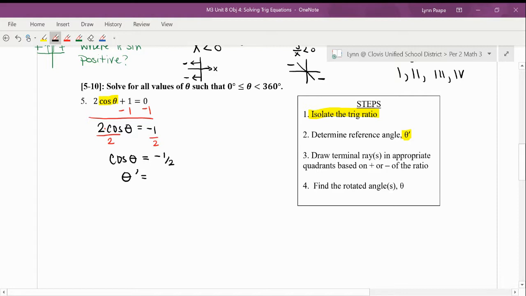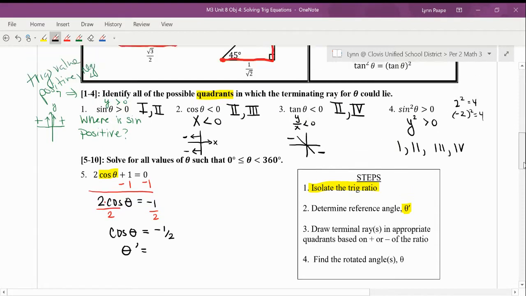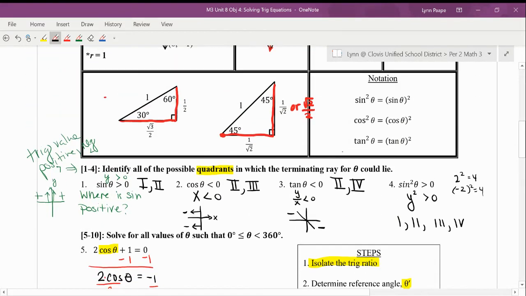So this is asking, what triangle should I be using? Where would cosine be equal to 1/2? That's what I'm trying to figure out. And I know that cosine is adjacent over hypotenuse. So I'm going to take a look at my triangles here. These are my only choices.